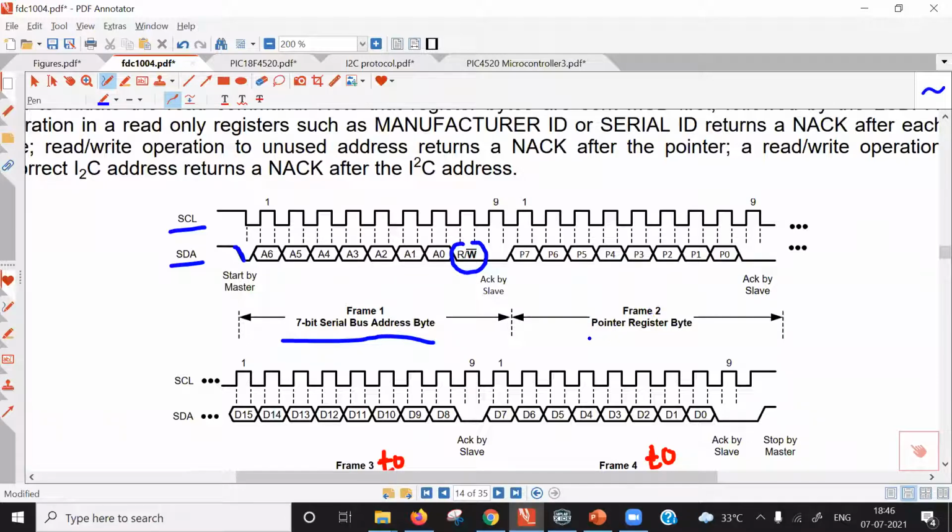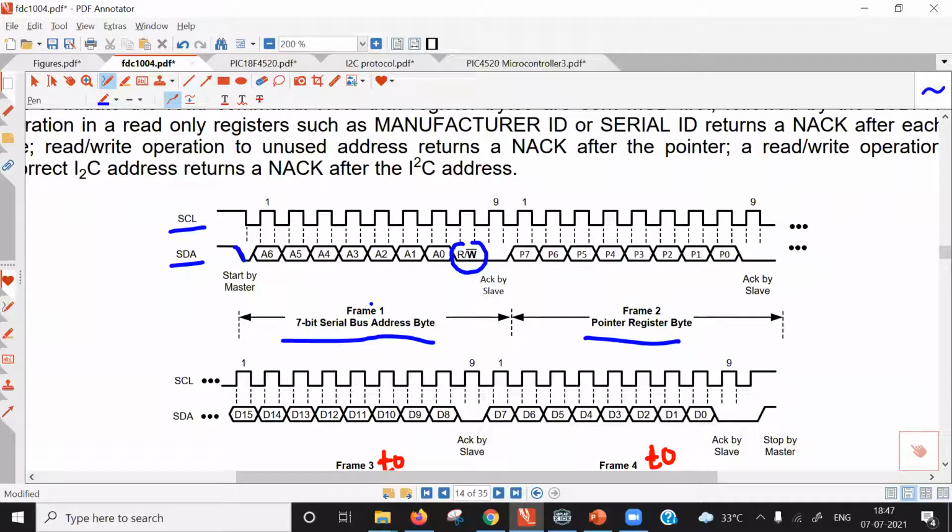Next write operation is with respect to only pointer for FDC1004. Next we must write to the pointer. In FDC1004, pointer is 8-bit. I already discussed. So we must load pointer such that next write operations will be to the on-chip SFRs in FDC1004, which will be pointed by this pointer.